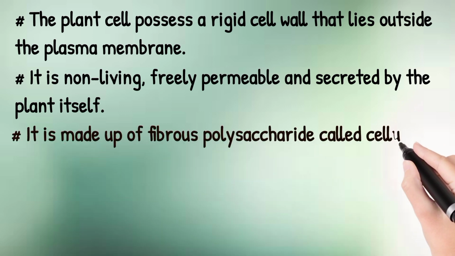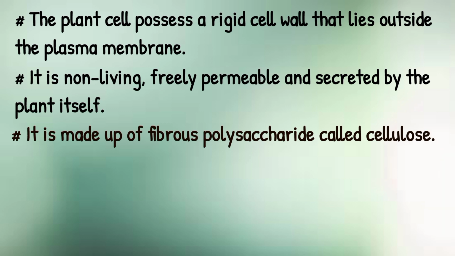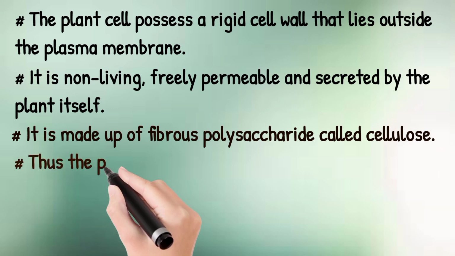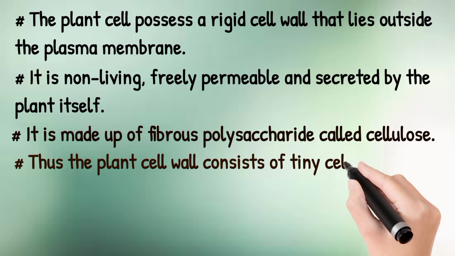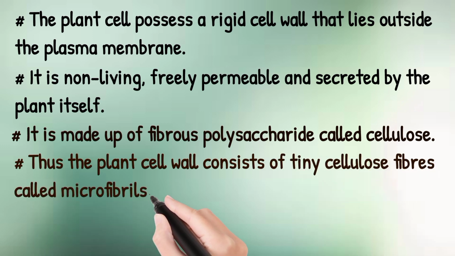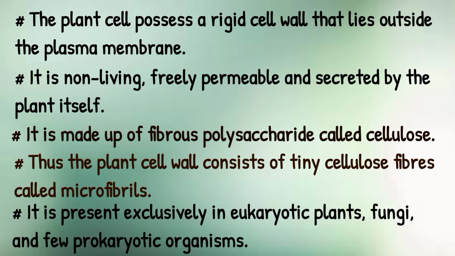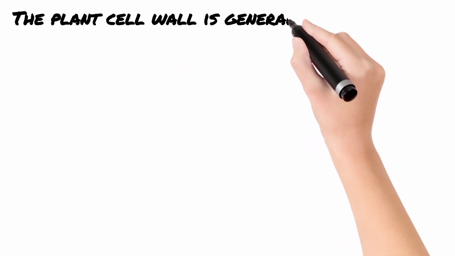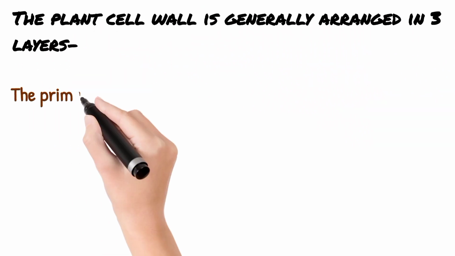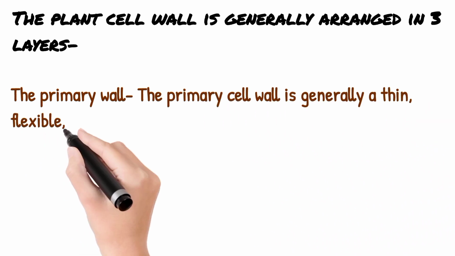It is made up of fibrous polysaccharides called cellulose. Polysaccharides are carbohydrates. Thus, the plant cell wall consists of tiny cellulose fibers called microfibrils. And like I told you earlier, it is present exclusively in the eukaryotic plants, fungi, and prokaryotic organisms. The plant cell wall is generally a three-layered structure.